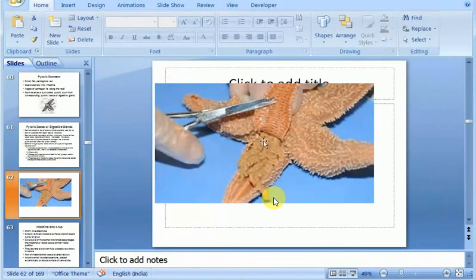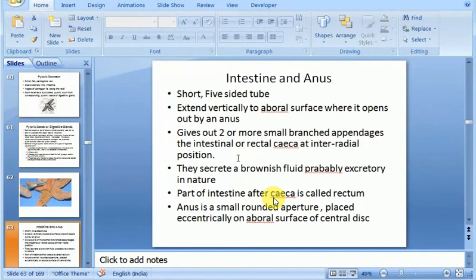These two sets extend from the central disc up to the tip portion. Now, next part: the pyloric stomach leads into the intestine, which is a short five-sided tube that extends vertically to the aboral surface, and here it opens out by an anus.